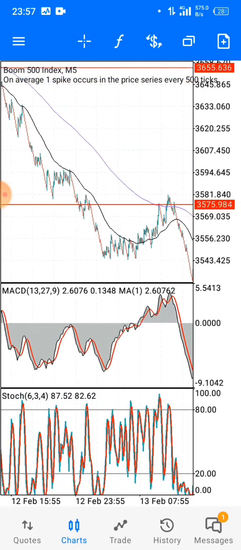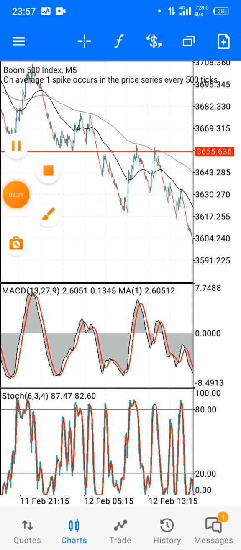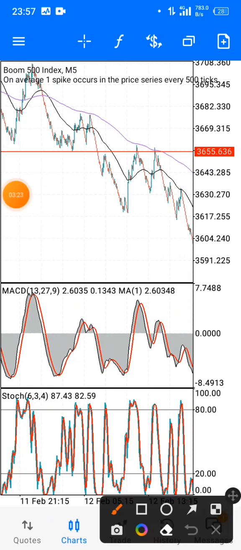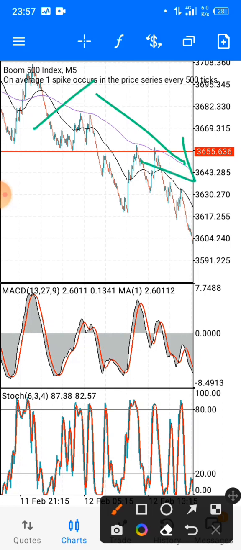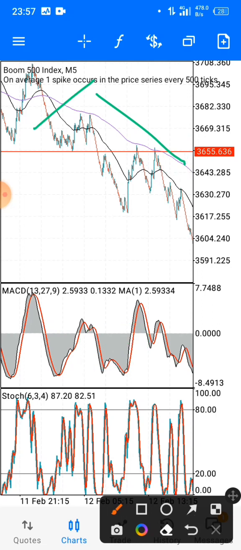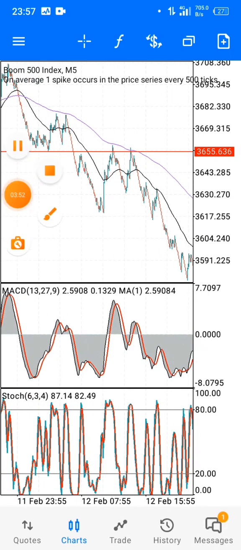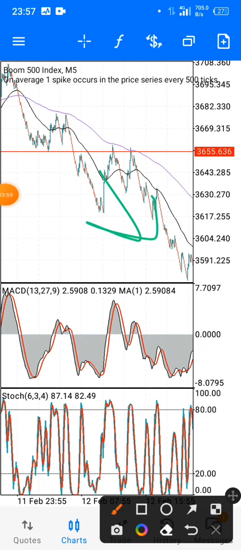So after setting up your indicators, what are the confirmations that you have to look for? Firstly, you have to look for the 50-200 cross. If it's boom, you're looking for the 50-200 cross to the downside. And after that, check the MACD oscillator, then you get confirmation with the stochastic oscillator, in that order. So what we've got is the crossover of the EMAs to the downside. That's the first confirmation.